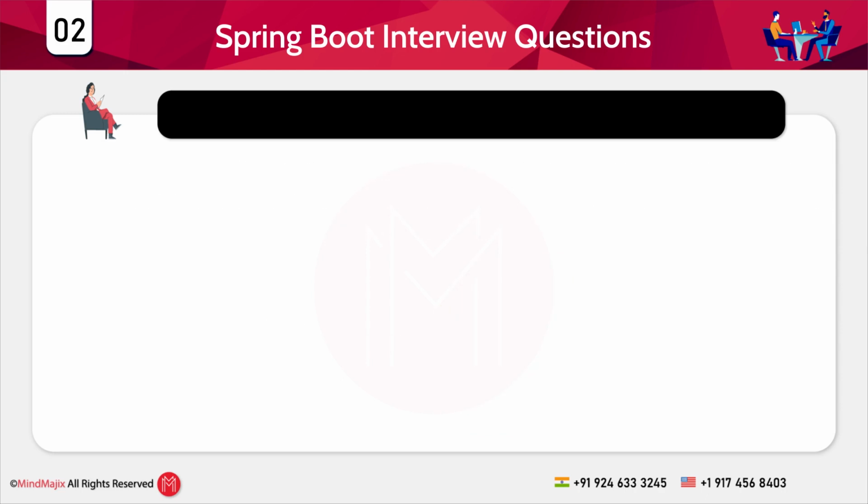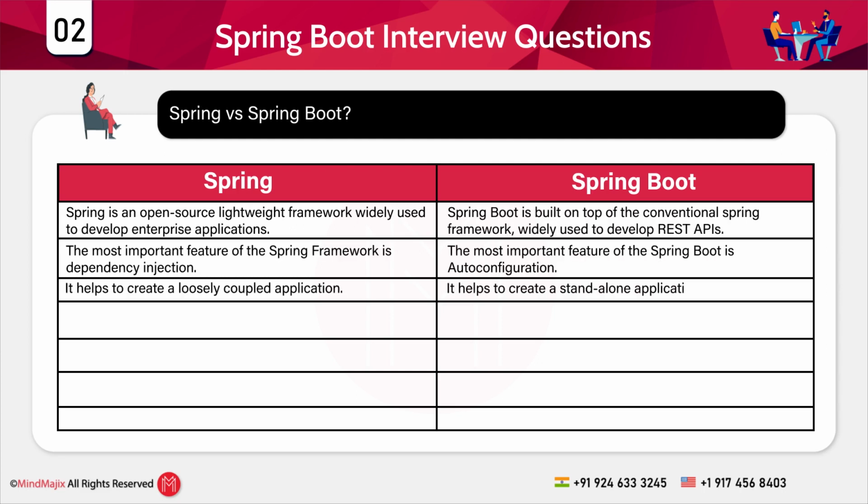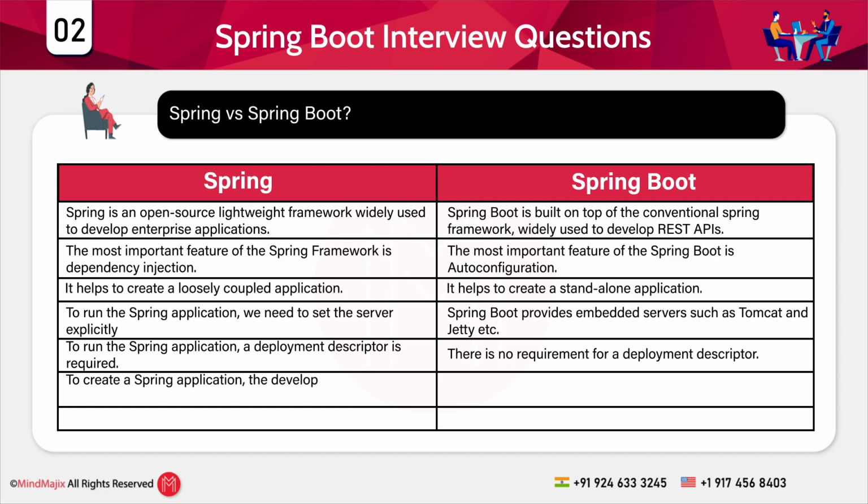The second question is, what is the difference between Spring and Spring Boot? Everyone knows the importance of Spring. Basically, Spring is an open source, lightweight framework widely used to develop enterprise applications. As part of Spring, we are going to work with different modules like Spring Core, Spring JDBC, Spring ORM, Spring Web module, Spring Web MVC module, Spring JEE module. But the main agenda of Spring is that it is used to implement enterprise applications. Am I right or not?